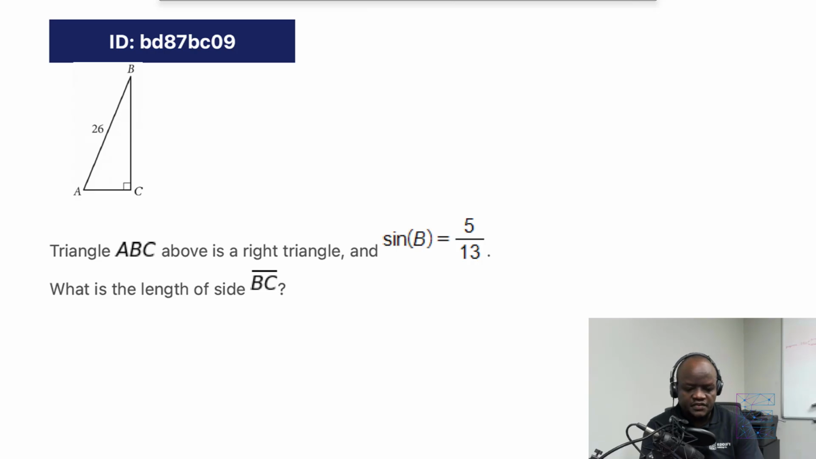The triangle above is a right triangle and sine B is 5/13. What is the length of side BC? So for this question, we're going to need to remember a little saying.